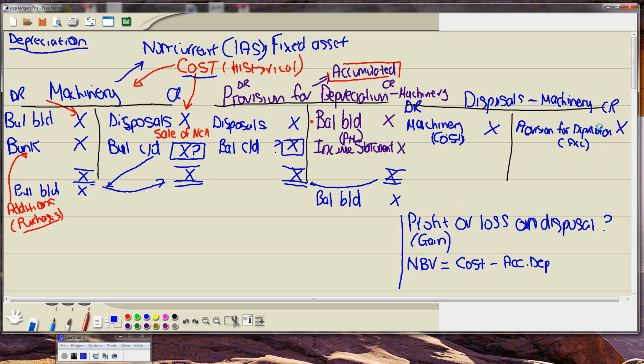What are you comparing this with? We need to know also proceeds. What is proceeds? Proceeds, well, this is the amount you receive. So money received.